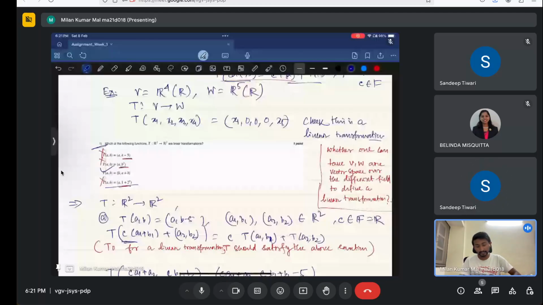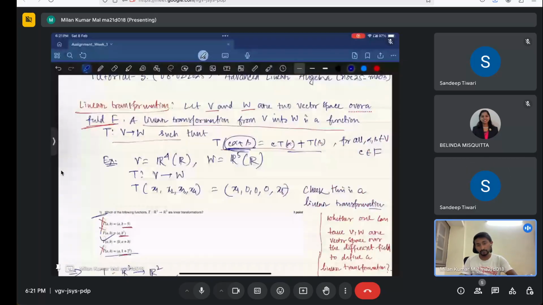In general, C is taken from the left-hand side field, because for the definition of T, C alpha plus beta first needs to be well defined. That is well defined if we take real numbers. Now if V and W are vector spaces over the field of complex numbers, then C times T alpha is also well defined. So in that case, is it possible? That is also not possible. So I think you will get the answer.